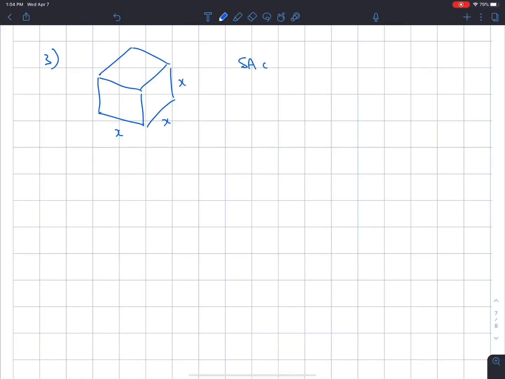The surface area of a cube is just going to be 6 times the area of one face, because all faces have the same area. So the area of the right hand side, for example, will just be x times x. We get 6x squared. So now we can say 6x squared equals the surface area, which is 150. And then now you just need to solve for x.